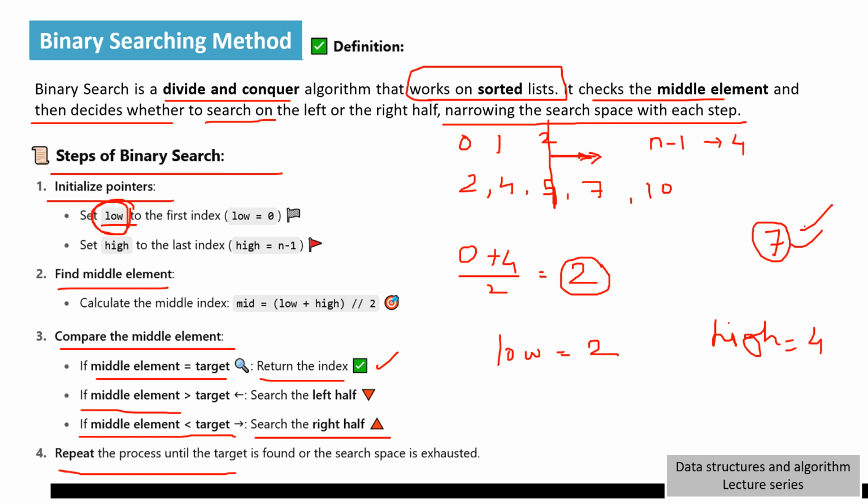Now we will once again calculate mid, which will come out to be 2 plus 4 by 2. So that is 3, right? So index 3 is this. So we will search here. Now the middle element is compared with the target, so it will return the index. In the second pass, it will return the index 3, right? So in this way, this binary search method works.